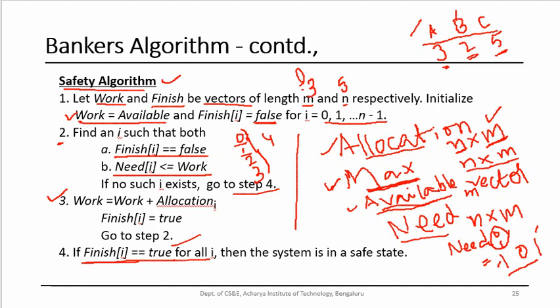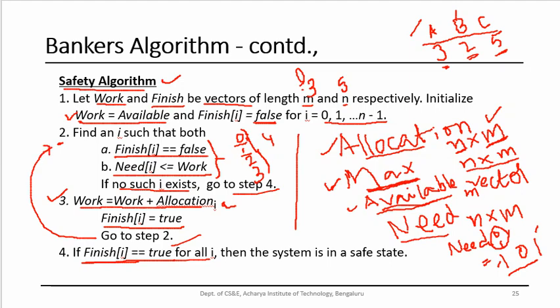Don't worry if you don't get it, because I'll be taking an example and explaining this safety algorithm once again. But if you find an i which meets both these constraints, then work is equal to work plus allocation of i. Please remember, it is allocation of i. Whatever resources we have allocated to that process are added to work. That means this process is going to execute, so we take back the allocated resources and make finish of that particular process equal to true, and go back to step 2.